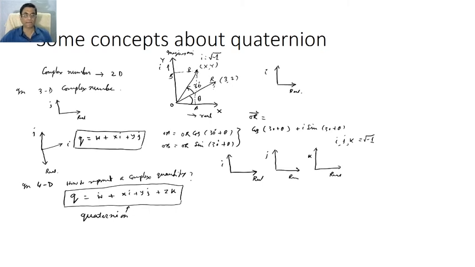It is represented by Q, where W, X, Y, Z are all real, and this is in 4 dimensions. Is it clear? So Quaternion is a creation of a 4-dimensional space having 3 mutually perpendicular complex axes and one real axis which is also mutually perpendicular to all these axes.